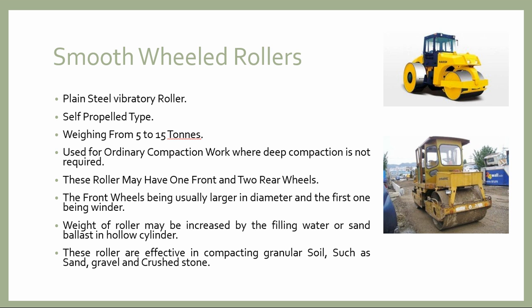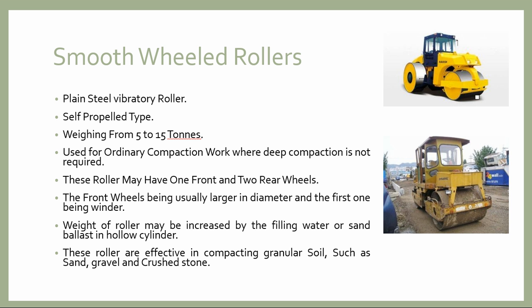Now coming to the next type, which is called the smooth wheel roller. This is a plain steel type vibratory roller. It is a self-propelled type of roller. Its weight is near 5 to 15 ton, and it is basically used for ordinary compaction work where deep compaction is not so much required. These kinds of roller may have one front and two rear wheels, so one roller is at the front side and two rollers are at the rear side.